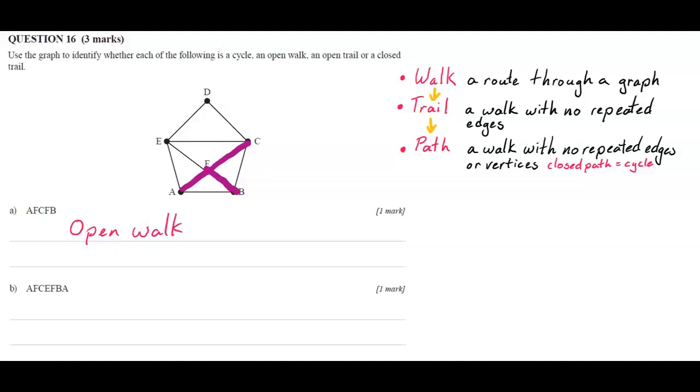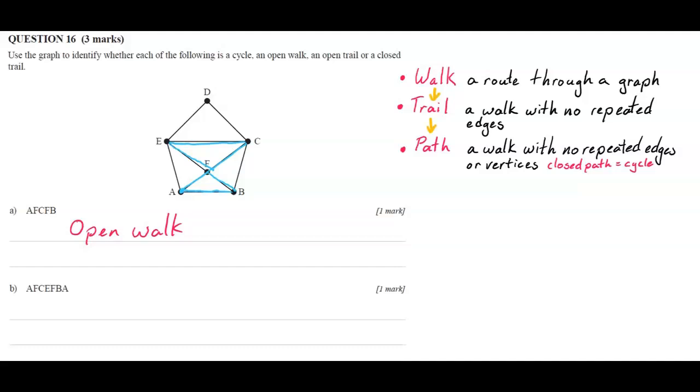All right, B. Let me use a bit of a thinner pen here. So we start at A, we go over to F, to C, over to E, back to F, to B, to A. Okay, so let's start off right at the end.